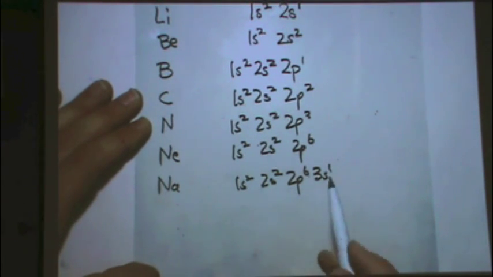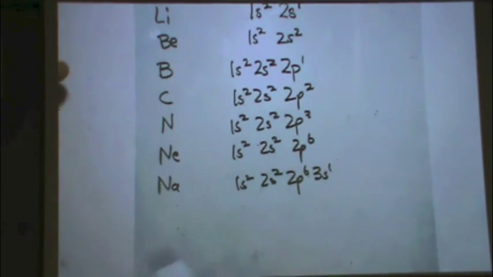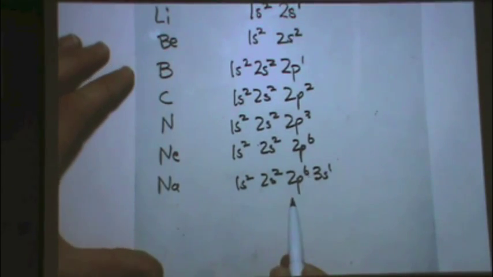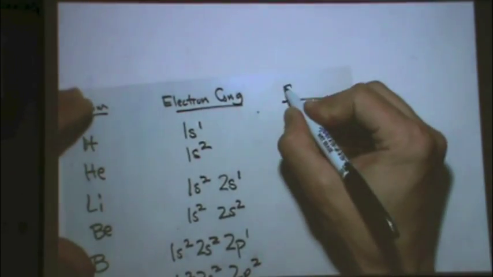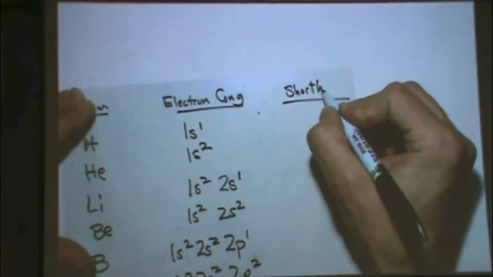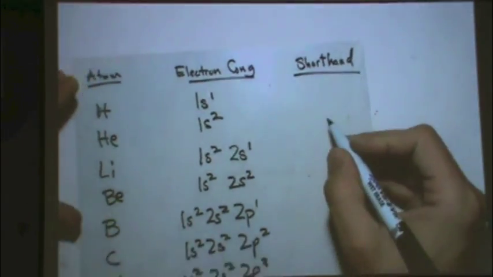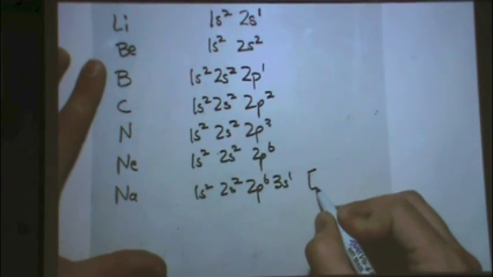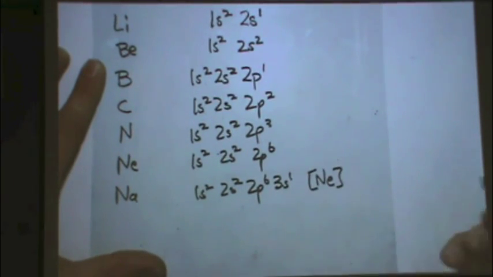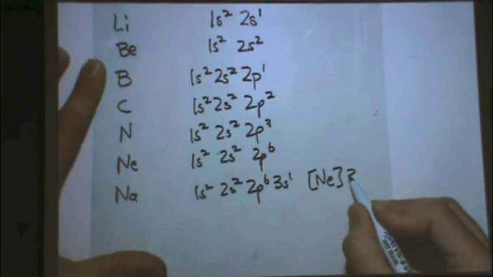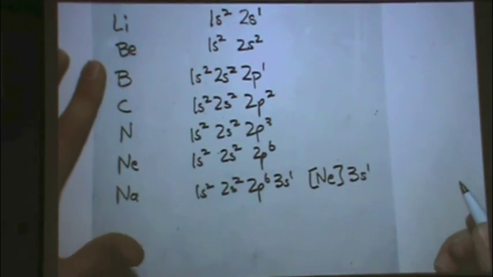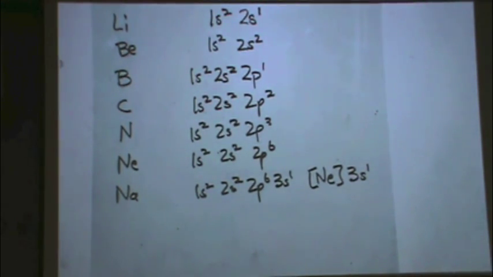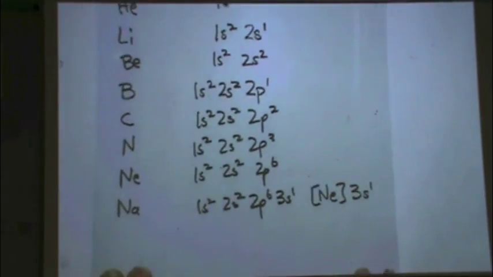And you might be thinking, if you're environmentally conscious, you're wasting so much ink writing this. That's why we have another column, shorthand. Why waste all this ink? What you can do with the shorthand is write the previous noble gas in brackets, neon, and then just write what's after neon. So say basically whatever neon is, and then start at neon. So you can go to the previous noble gas if you want to do a little shorthand notation.